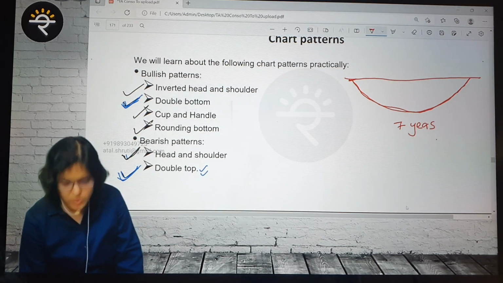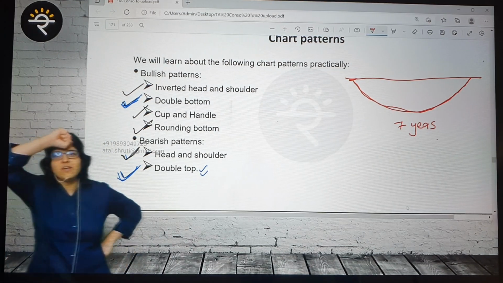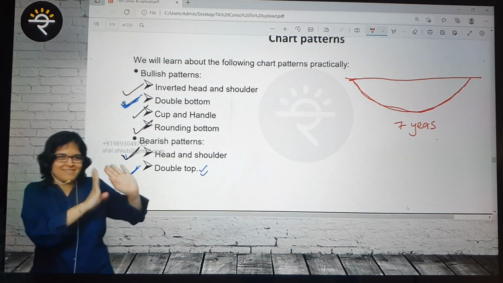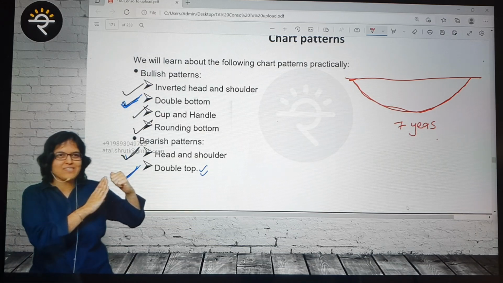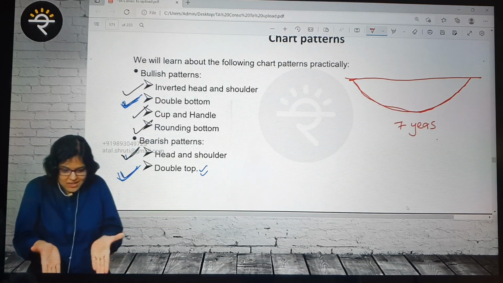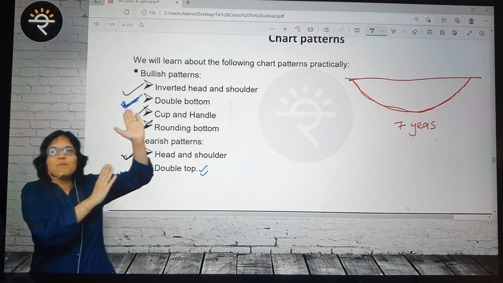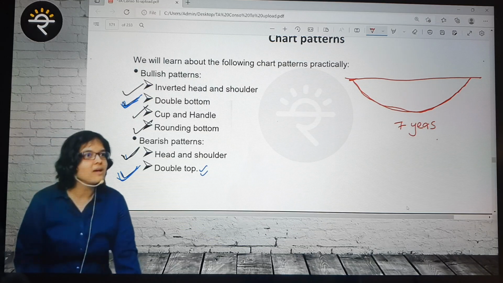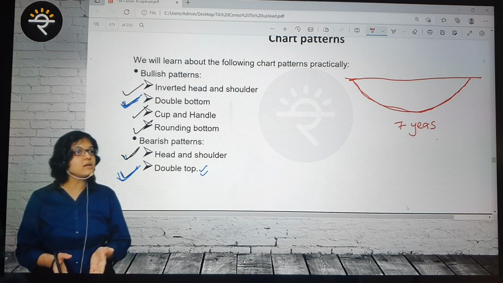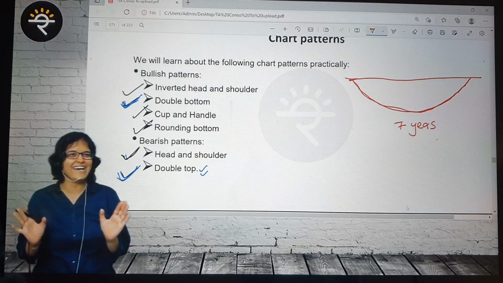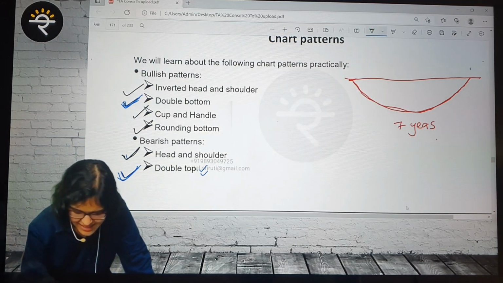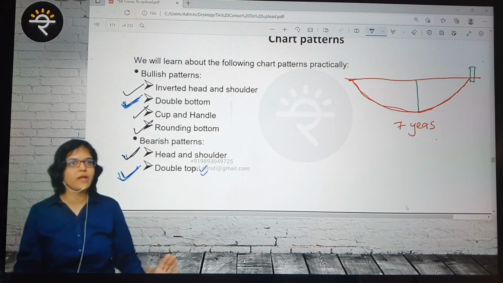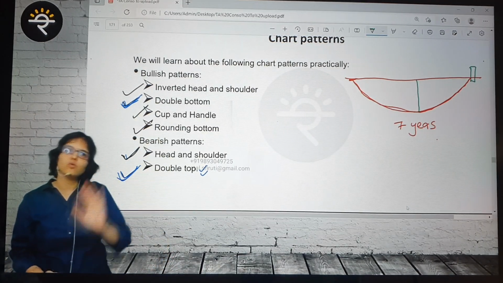It completes its rounding bottom after almost 7 years, finally reaching above the IPO price after such a long wait. Not everyone might have seen so much waiting, but finally it has come and there's a breakout. After such patience, this is a rounding bottom, then there is a breakout, and this breakout is going to be very high. It has fallen madly, so that much upside is sure to come.